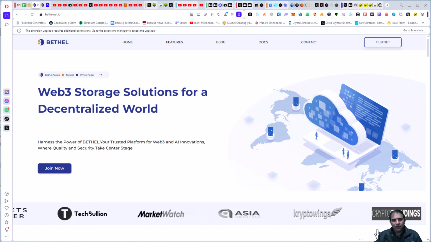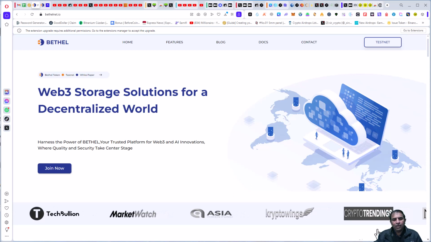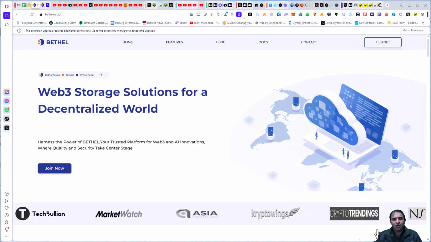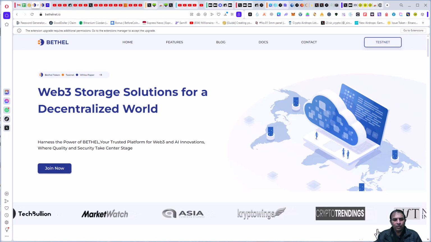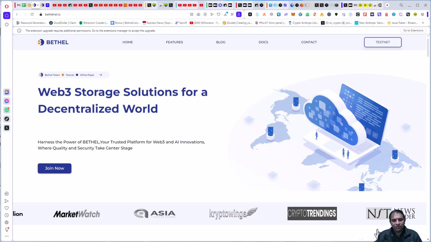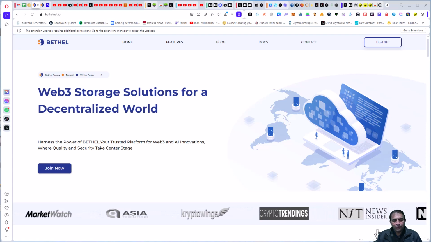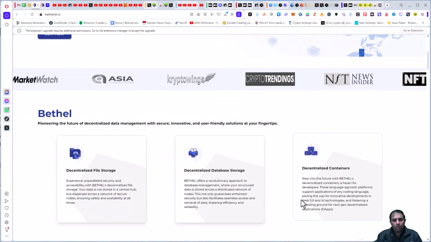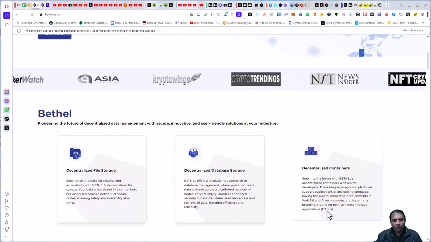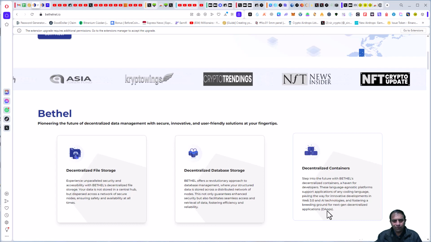Today I will introduce a wonderful project that is BETHEL, a Web3 storage solution for a decentralized world. Harness the power of BETHEL, your trust platform for Web3 and AI innovation, where quality and security take center stage. So, decentralized file storage: experience unparalleled security and accessibility.